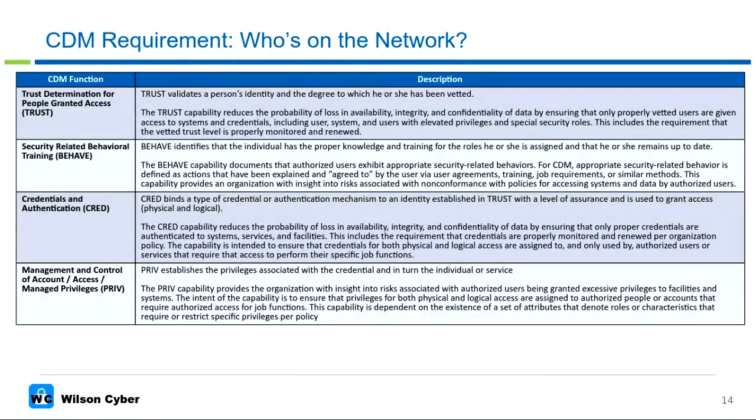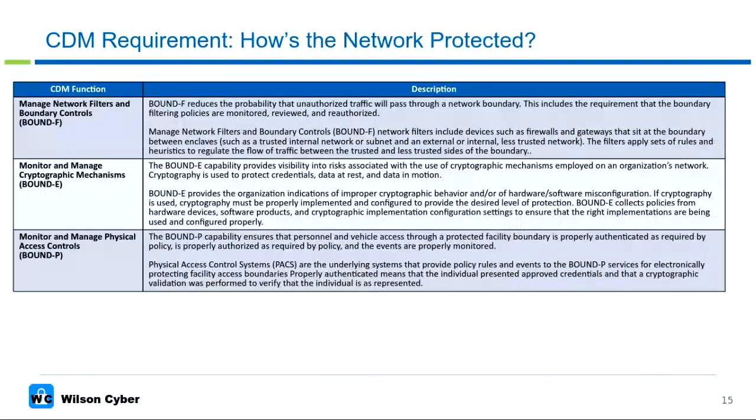This capability is dependent on the existence of a set of attributes that denote roles or characteristics that require or restrict specific privileges per policy. The third requirement is how the network is protected, and here we have three functions for protecting the network. We have manage network filters and boundary conditions, which is bound F, manage and monitor cryptographic mechanisms, which is bound E, monitor and manage physical access controls, which is bound P.